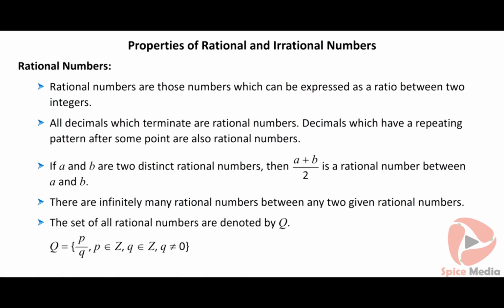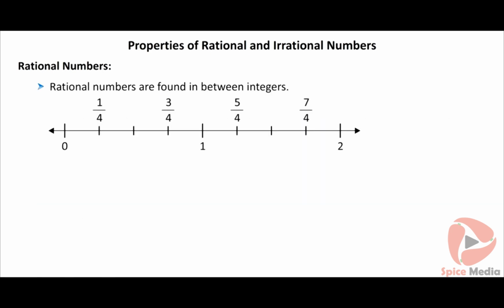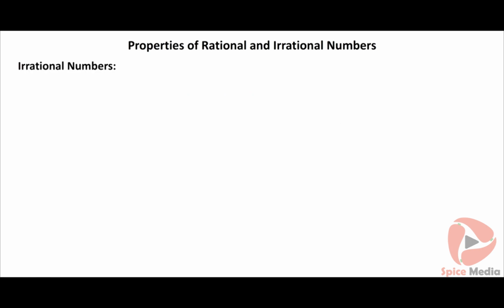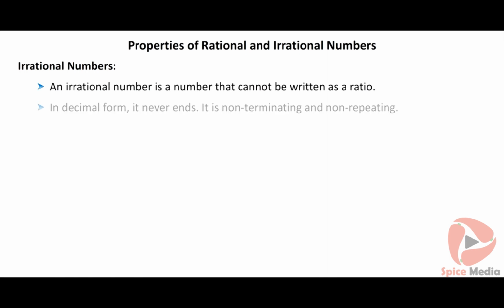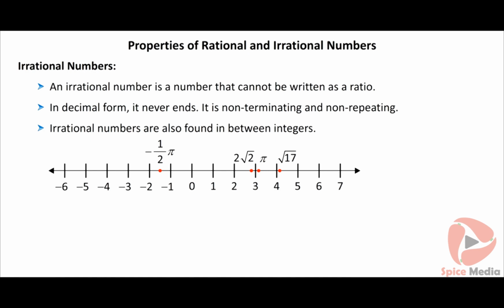The set of all rational numbers are denoted by Q. Q is equal to p by q, where p and q belong to Z and q is not equal to 0. Rational numbers are found in between integers. Properties of irrational numbers. An irrational number is a number that cannot be written as a ratio. In decimal form, it never ends. It is non-terminating and non-repeating. Irrational numbers are also found in between integers.